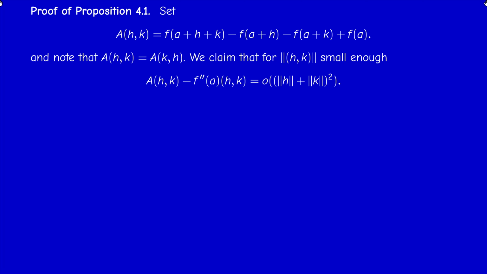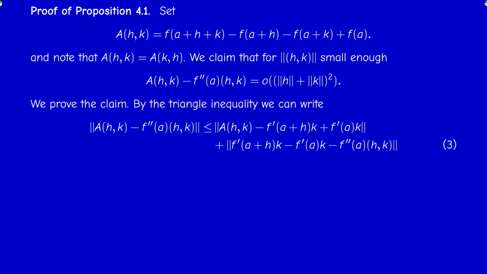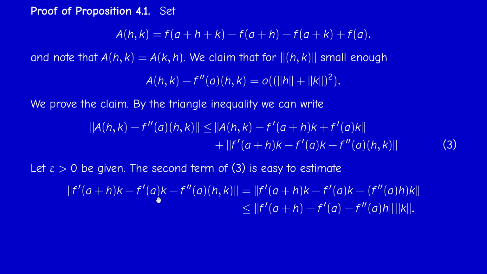But now this is not easy. To do that, I will split this into two terms. I will add and subtract f prime of a plus h in the direction k, and f prime of a in the direction k. And then I use the triangle inequality. Now we would like to prove that each term is a small o of the norm of h plus the norm of k, squared. The second term is easy to handle because by definition of the operator norm.